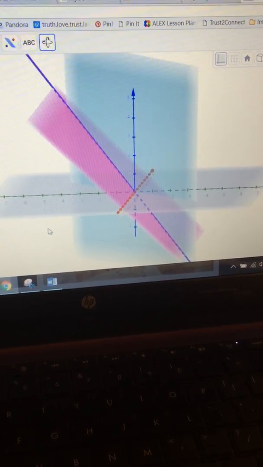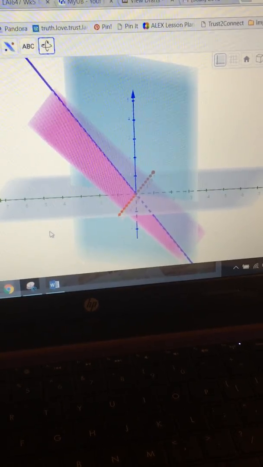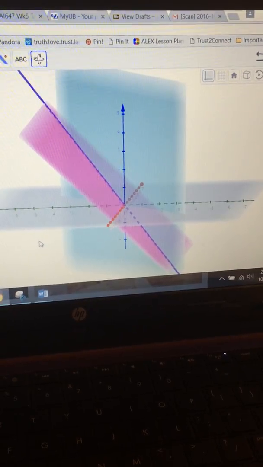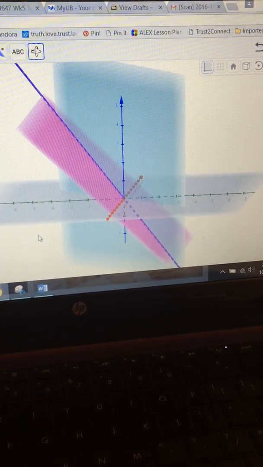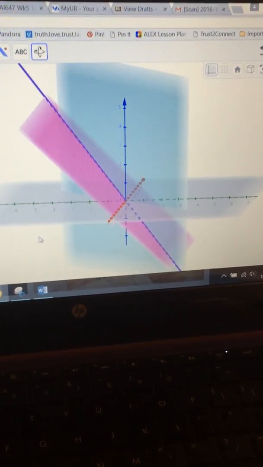This video is to address task number 6 in week number 5. In task number 6, it asks us to use our three-dimensional kit to graph the planes x minus y equals 0 and y minus z equals 0. My three-dimensional kit is GeoGebra.